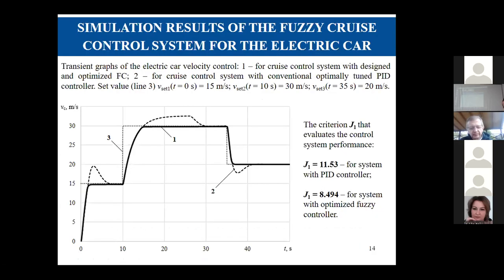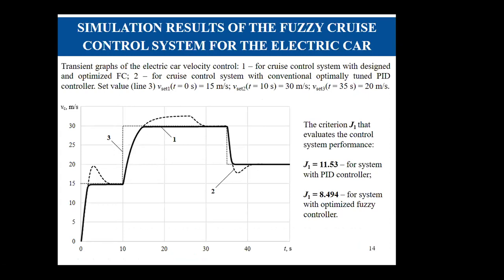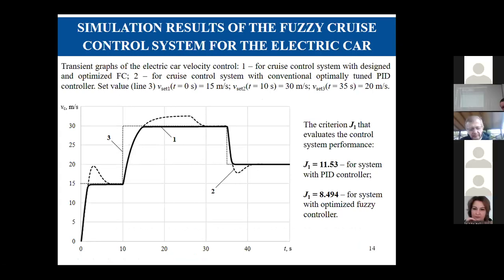Here you can see the trends and graphs of the electric car velocity control. The first line is the cruise control system with the designed and optimized fuzzy controller. The second line is the cruise control system with a conventional optimally tuned PID controller, and line 3 is the set value of the velocity that changed 3 times during the transient process in the following way.